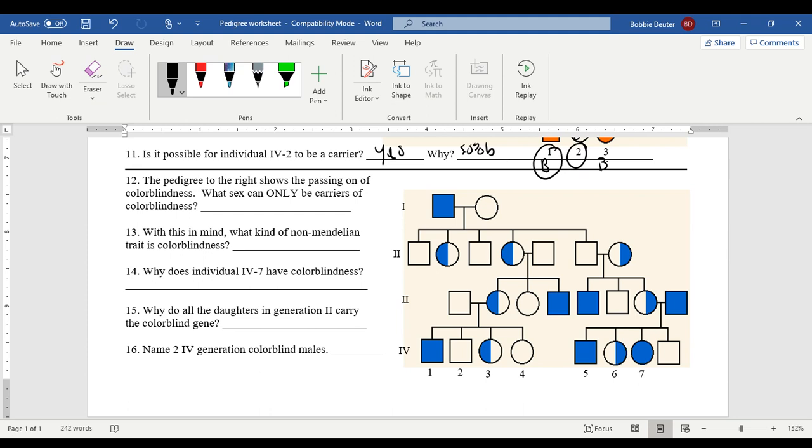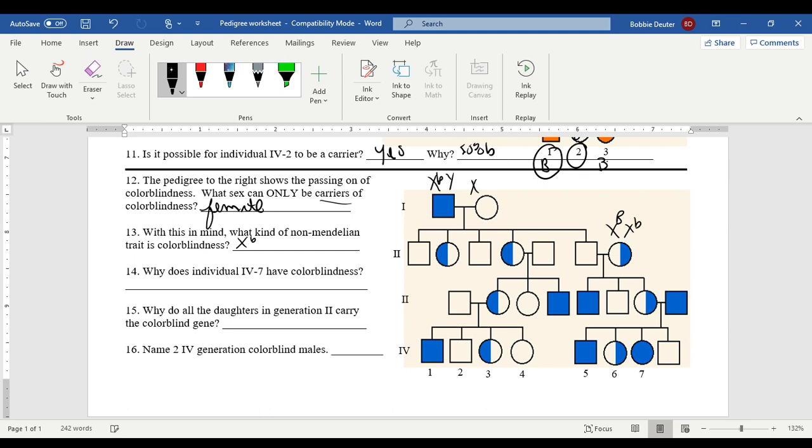So this trait is showing color blindness. And so what are the only sexes that carry color blindness? So if we look at these, all these ones I just highlighted, they're all female. With that in mind, what is the non-Mendelian trait for color blindness? Well, it's not Mendelian. This is an X-linked recessive trait. So it would be X recessive. So these guys here who are carrying it, they look like this. They're carriers.